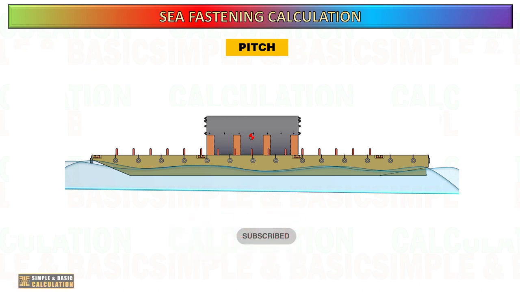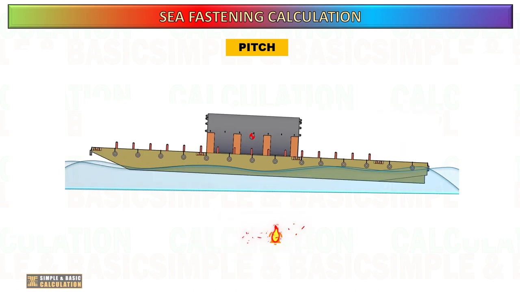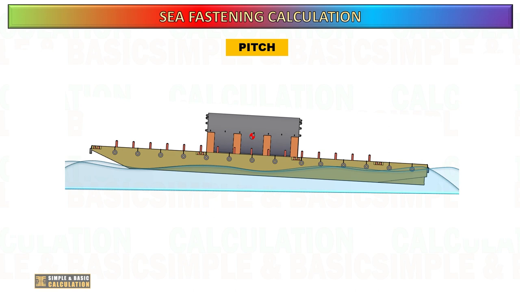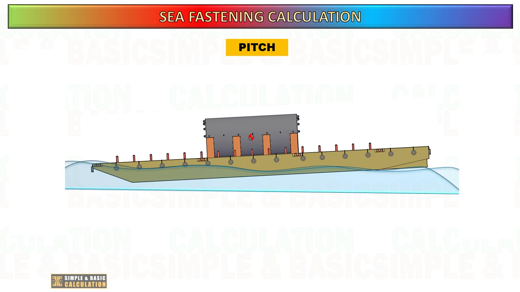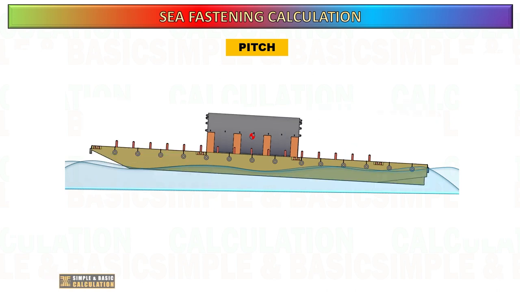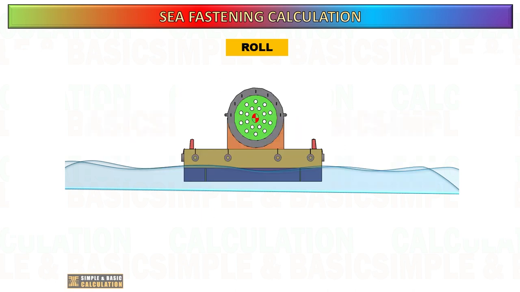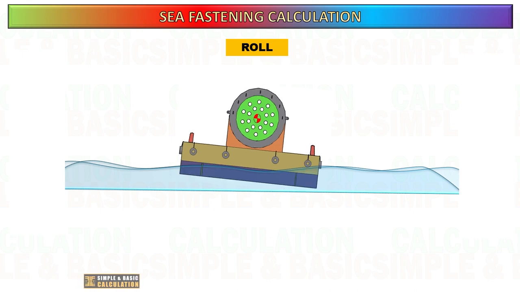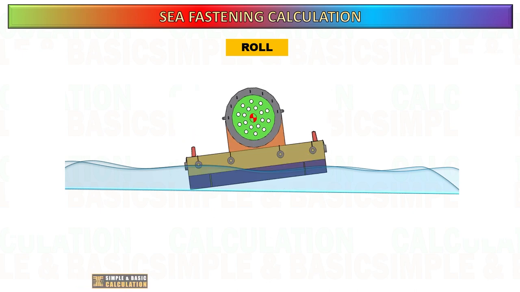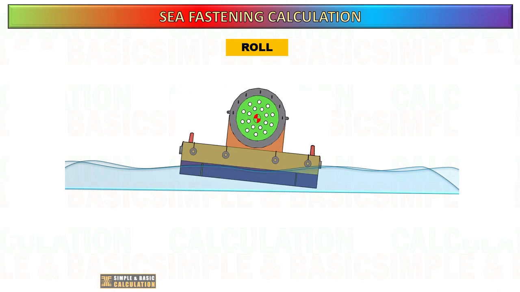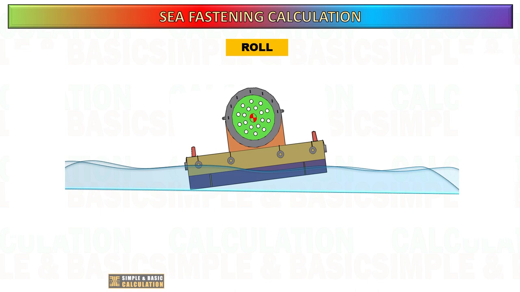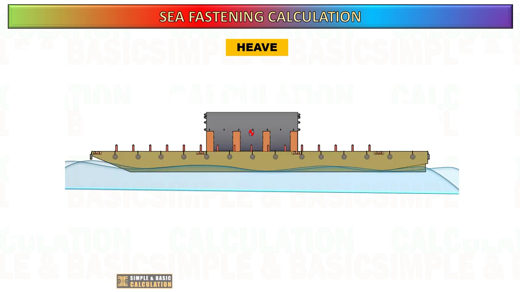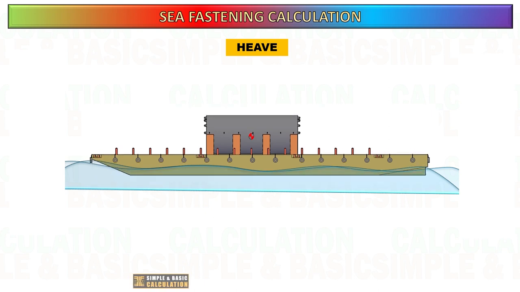Pitch. Pitch is the rotational motion about the longitudinal axis of a vessel or structure, causing the bow and stern to alternately rise and fall. Roll. Roll is the rotational motion about the transverse axis of a vessel or structure, causing it to sway from side to side. Heave. Heave refers to the vertical motion of a vessel or offshore structure in response to waves.